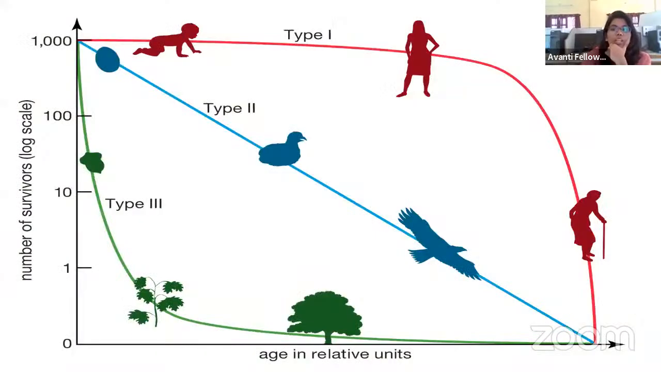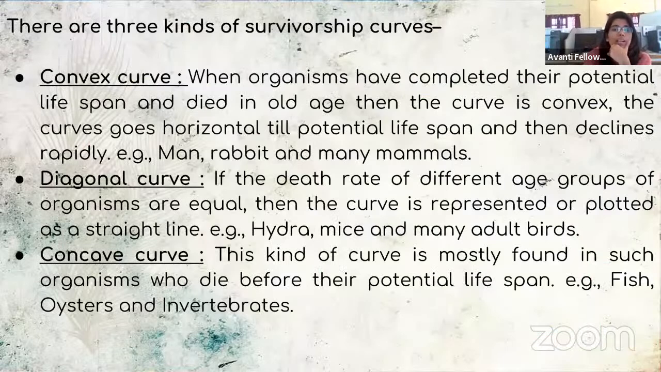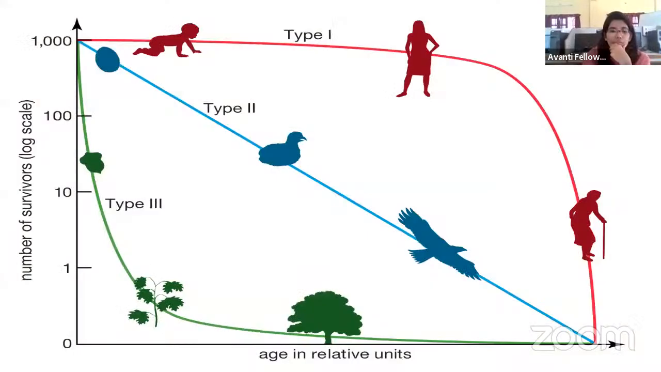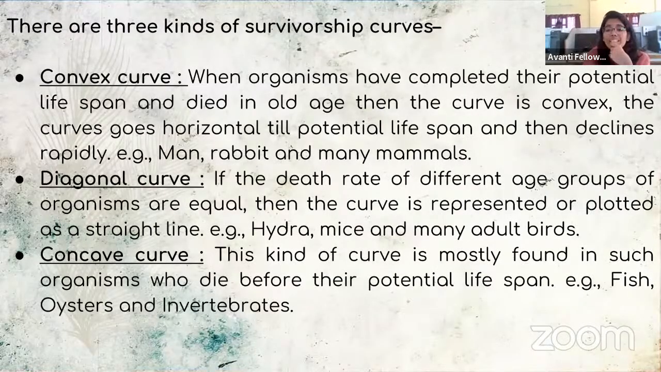So here we have one graph. What is that graph? Convex curve, diagonal curve, concave curve. In these three, okay, yes, thank you. Okay, just a minute. So the first one is a convex curve.